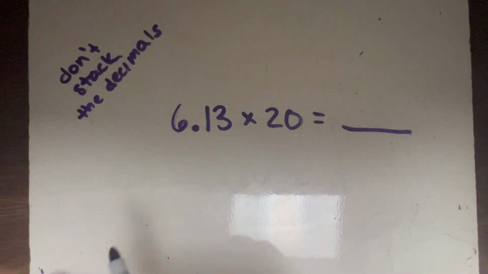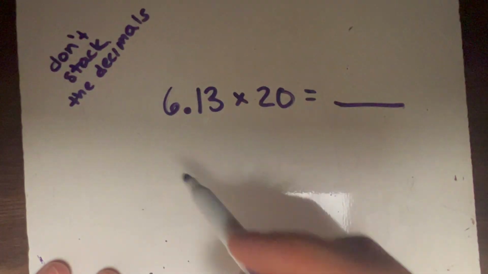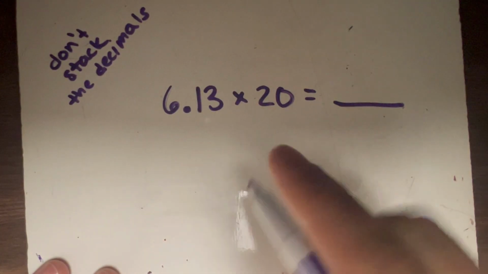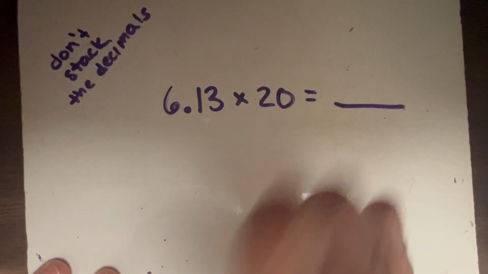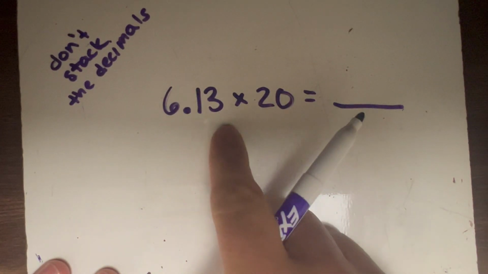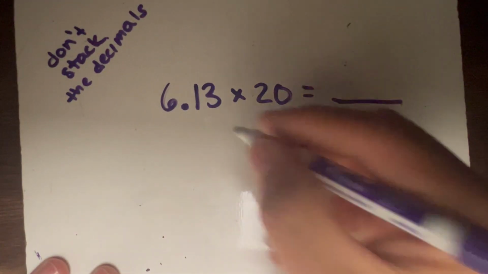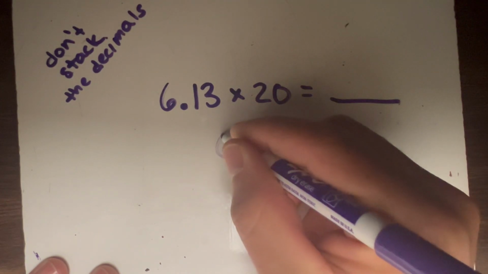Okay, so for this problem, same thing as the last one. We're not going to stack the decimals. There's a decimal point on the end of the 20. We want the number with the most digits on top, so this time it's the first one. But I'm going to take the decimal out.